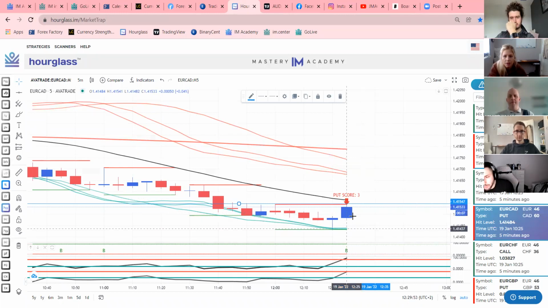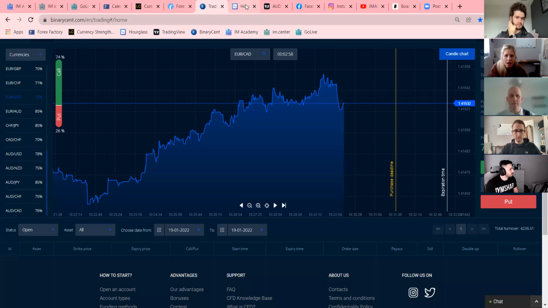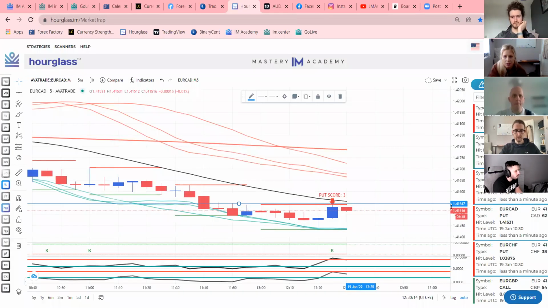You want to make sure that there's a down arrow. You want to make sure these are still in the right place. Check the currency strengths one more time. So it's EuroCAD. We want the CAD to be stronger than the Euro. This is just taking a second to refresh. So yeah, the CAD is stronger than the Euro. And you see that new candle's come into play. It's a red candle. These have now crossed down, which is perfect.